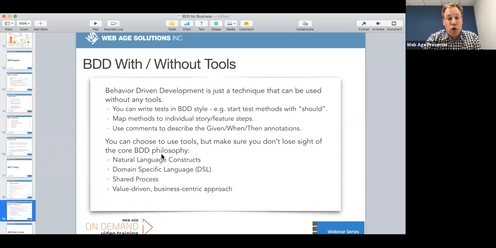Okay. You can, of course, do BDD without a tool. And I actually recommend that you start without the tools. If you don't have the tools, you can definitely use all the things I'm talking about that we talked about, right? Creating a natural language to construct stories, the domain-specific language, the ubiquitous language, understanding shared process, all of those things become much easier if you're using them to write user stories using behavior-driven development. So don't think that you have to have an automated tool set to have BDD, because for sure, you don't.